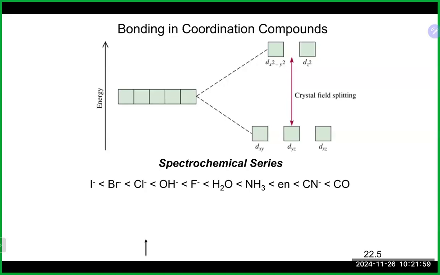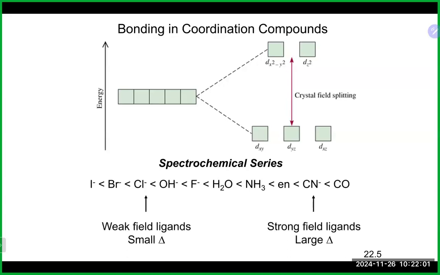So how do we know if we are going to get a big split between the lower d orbitals and the higher d orbitals? It has to do with what ligands are present. And there's a spectrochemical series here. On the left-hand side, we have what are referred to as weak field ligands, and on the right-hand side, we have ones that are referred to as strong field.